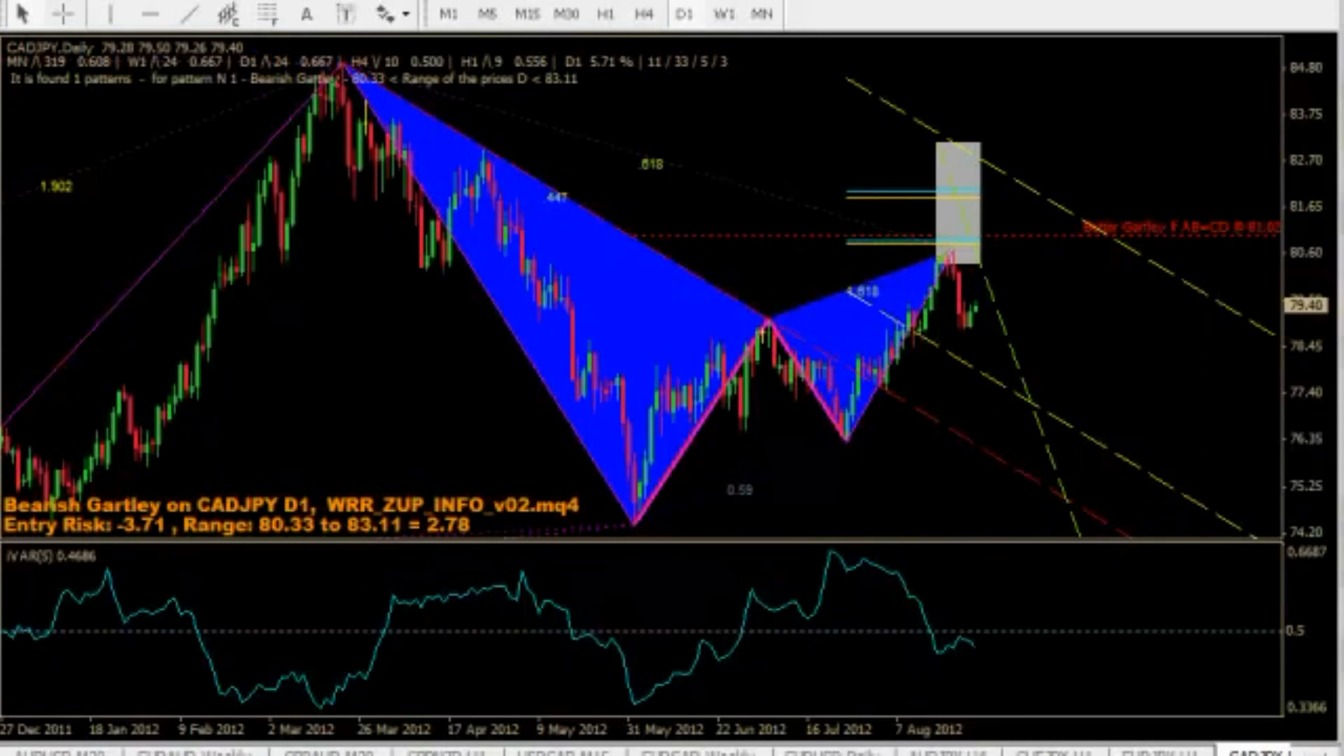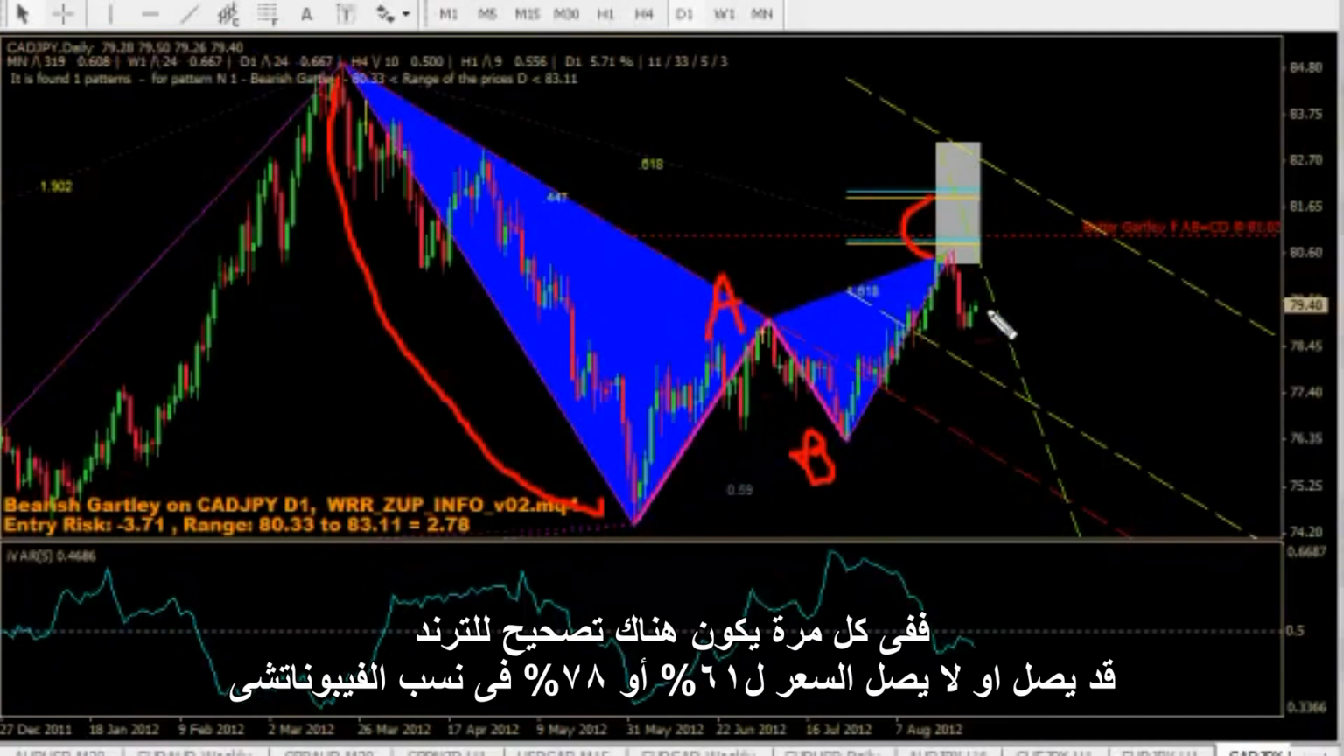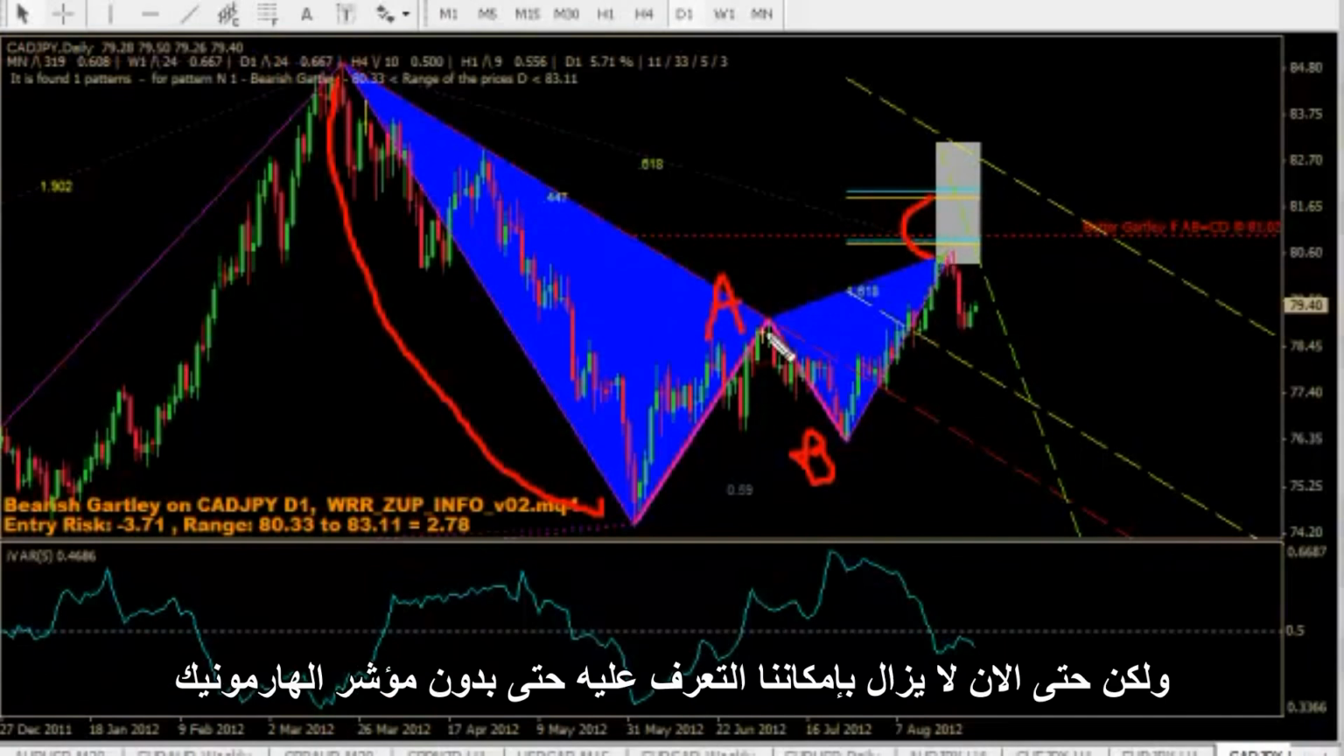And right here you have another bearish Gartley pattern, and again this is a trend over here, and this is an ABC correction that happens to go to 61%. Every time there's a correction to a trend, it may or may not end up at a 61 or 78% Fibonacci ratio, but we'll still be able to identify it with or without this harmonic tool on there.